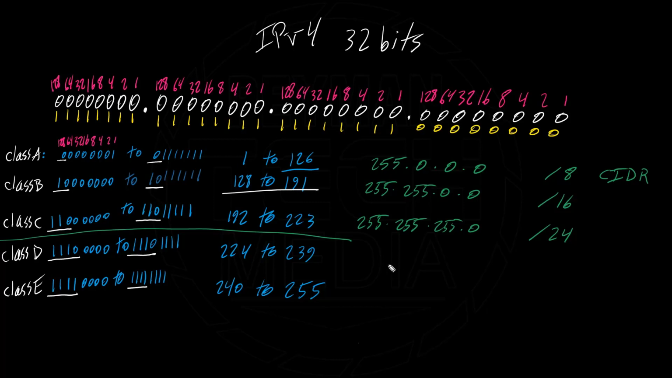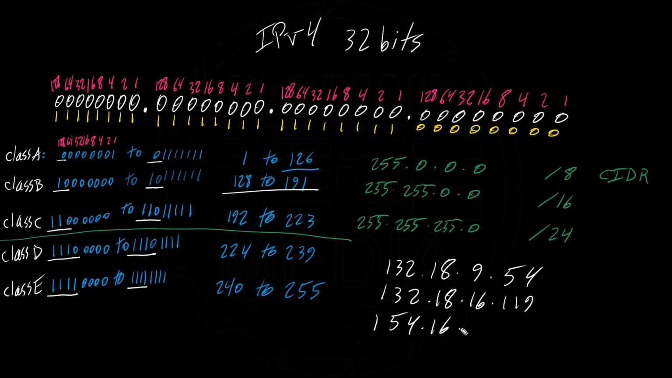So I'm going to write down, let's say, 132.18.9.54, 132.18.16.119, 154.16.19.25. Okay, let's take a look. Here we can see 132, 132. So these two 132 fall into this range. It's class B. 154 also falls into this range. Therefore, it's class B. So all these are class B IP addresses.